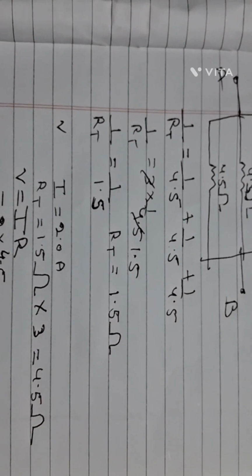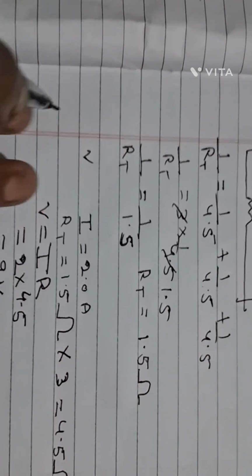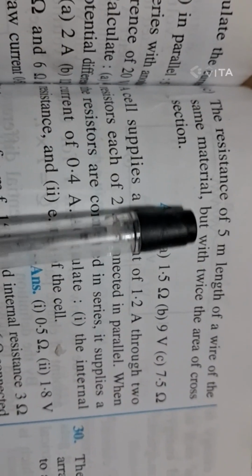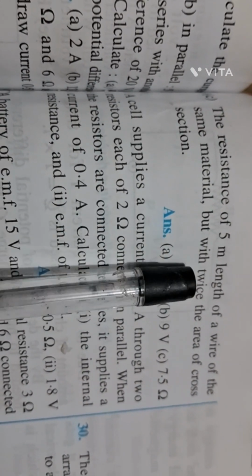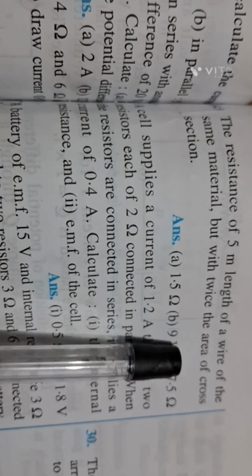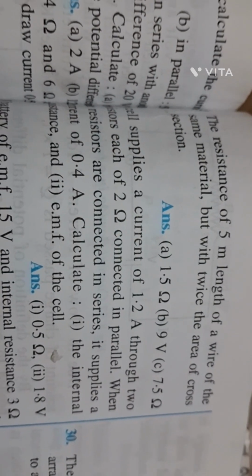Now let us come to the third part. It says the resistance of a 5 meter length of wire with twice the area of cross section. Now let us come to the procedure.